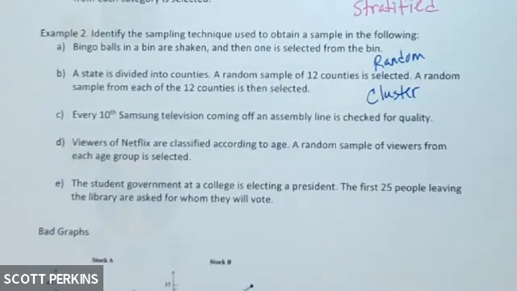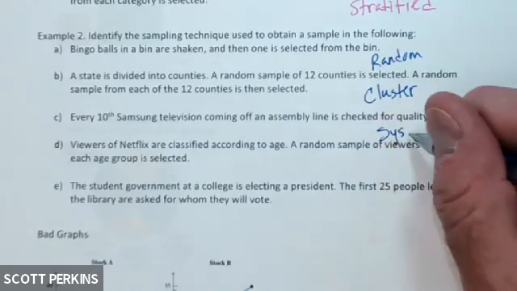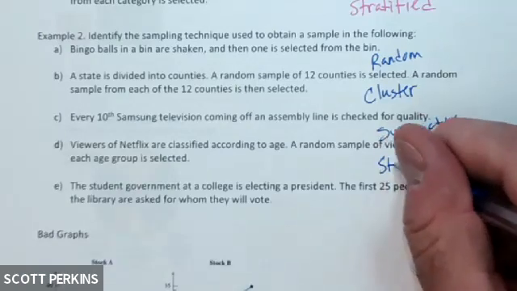Didn't even need to read any further, but going on, a random sample of 12 counties is selected, and then a random sample from the people from each of the 12 counties is selected. That's cluster sample. Every 10th Samsung television coming off an assembly line is checked for quality. Yep, for sure. Viewers of Netflix are classified according to age, and a random sample of viewers from each age group are selected. Yep, great.